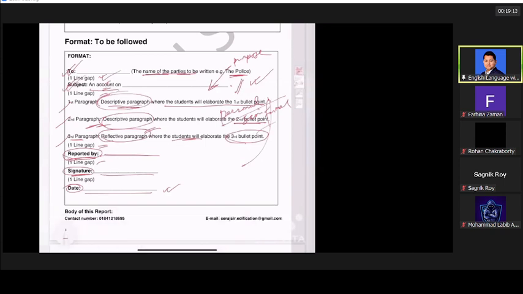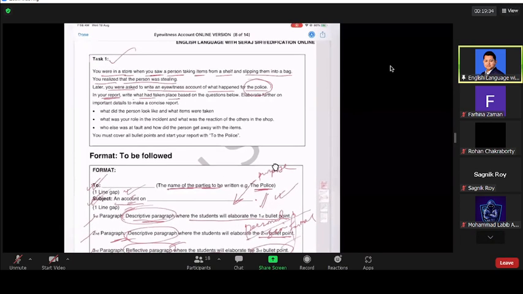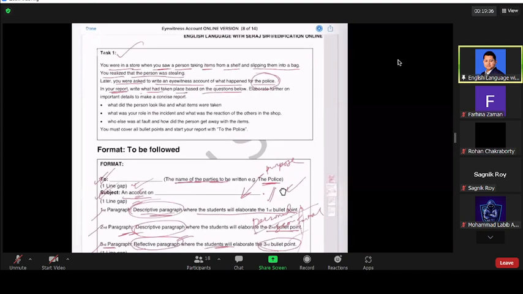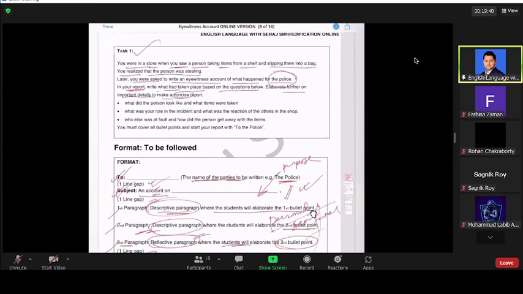You were in a store when you saw a person taking items from a shelf and slipping them into a bag. You realized that the person was stealing. Later, you were asked to write an eyewitness account of what happened for the police. So here, audience is police. In your report, write what had taken place based on the questions below. Elaborate further on important details to make a concise report.